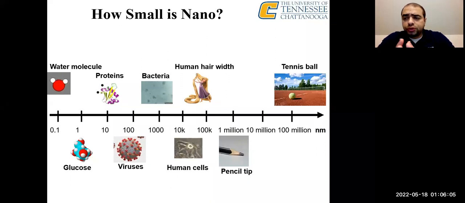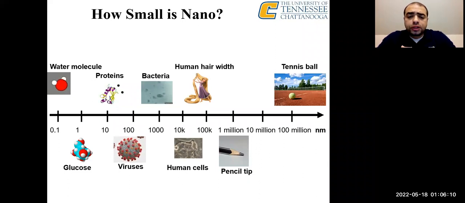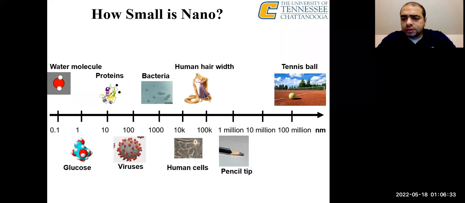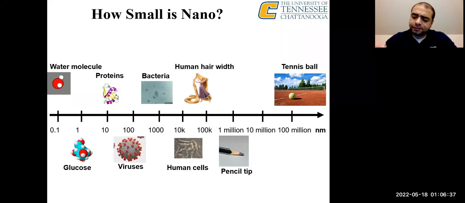If you go up to the range of 100 nanometers, you will hit viruses. If you go up to the micrometer scale, we're going to see bacteria and human cells. The diameter of human hair, for instance, is in the range of about 80 to 140 micrometers. The tip of a pencil is about 1 millimeter, and then you can go up and see objects that are bigger in everyday life.